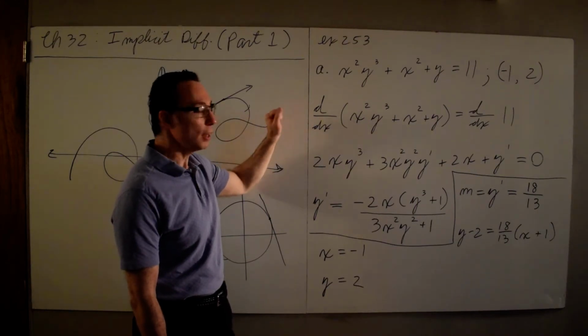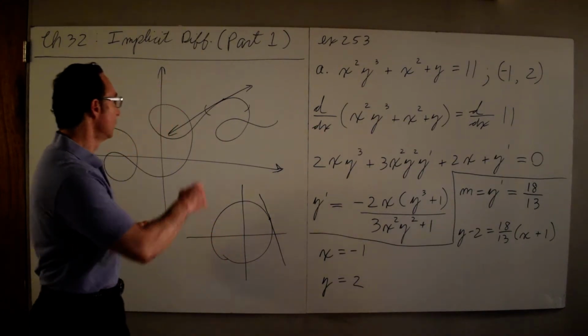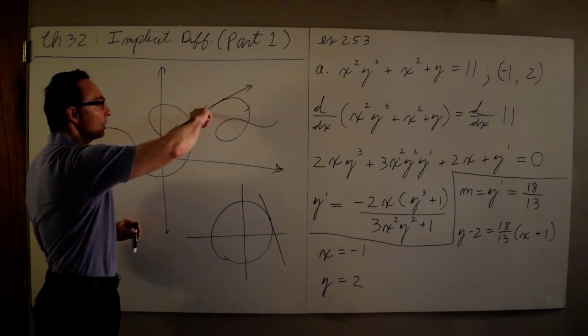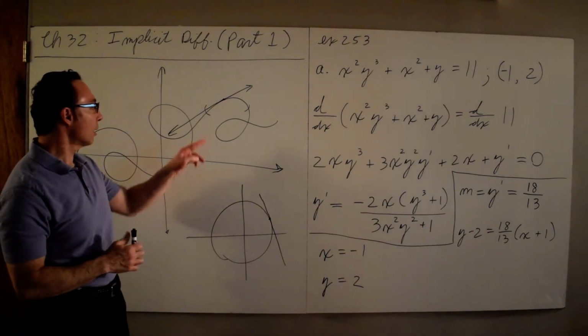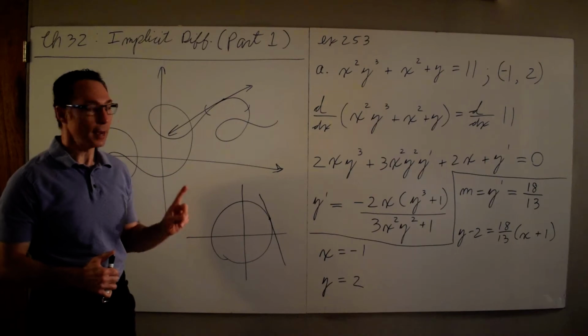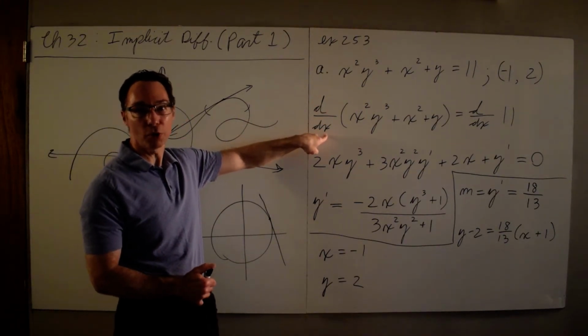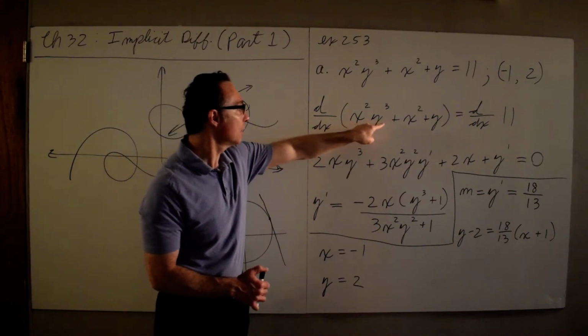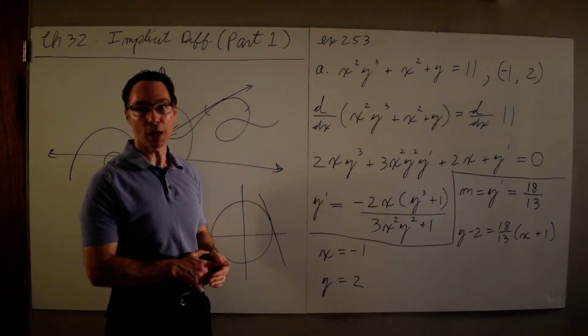And here's where we have to be careful with implicit differentiation. y is a function of x on the part that we're looking at. So we have to tell ourselves y is a function. x is the variable we're differentiating with respect to. y is a function of x, so we have to treat it like a function. That means we have to use the chain rule.